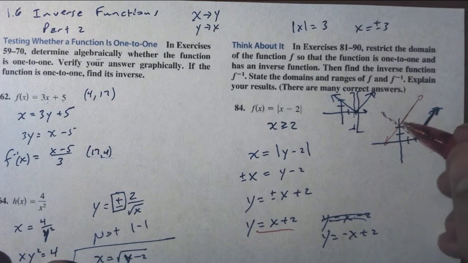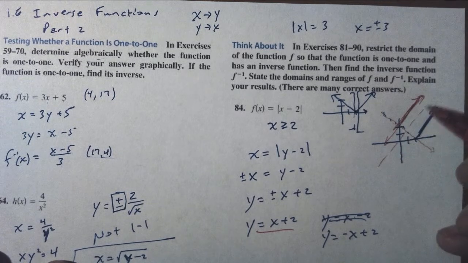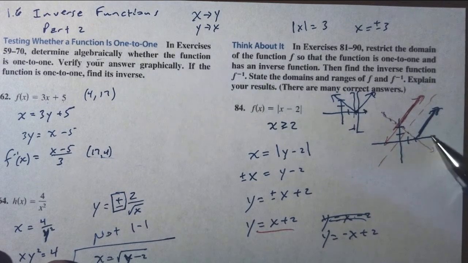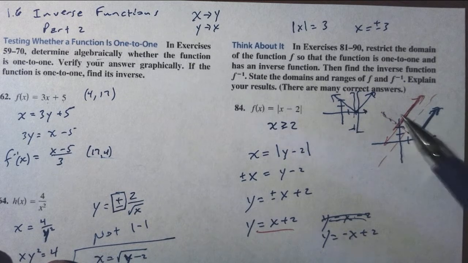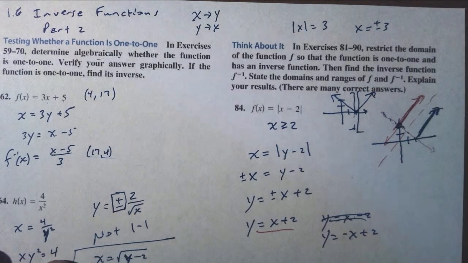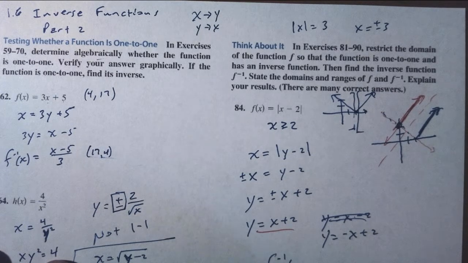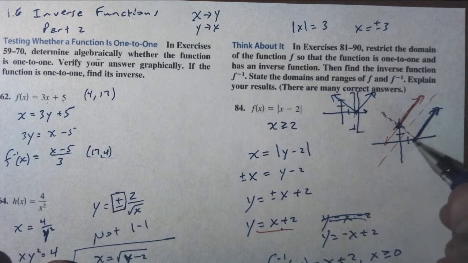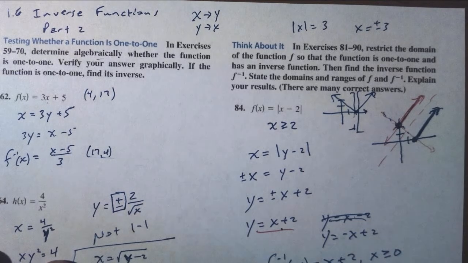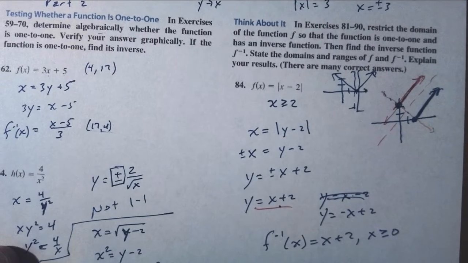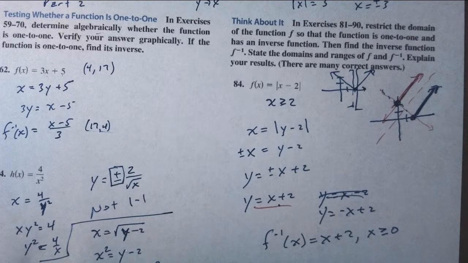Well, this part of it is, because we know that it's reflective over the line y equals x, and that's where this would reflect to. But it's not the entire line. It starts right there. So we would say our inverse function of x is x plus 2, but only when x is greater than or equal to 0. See, this point 2, 0 becomes 0, 2. All right, a little bit sneaky there.